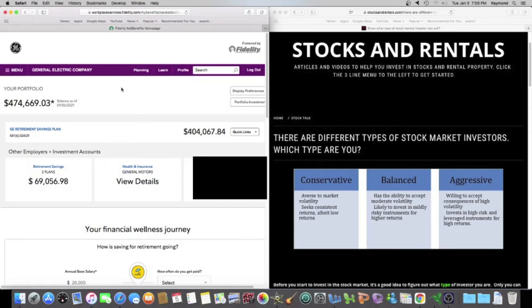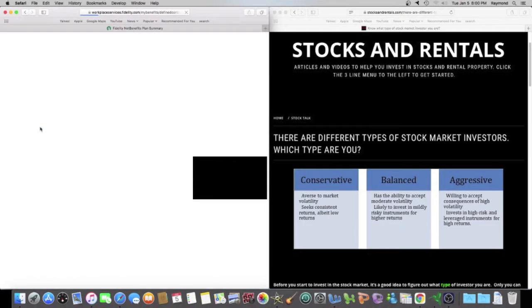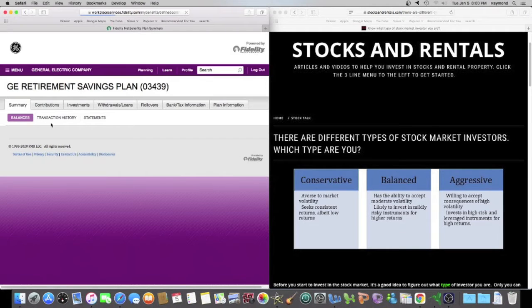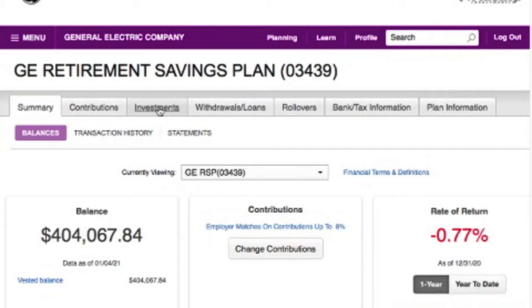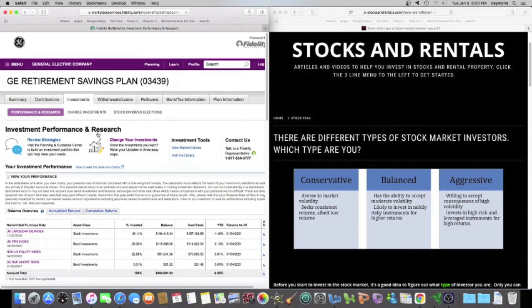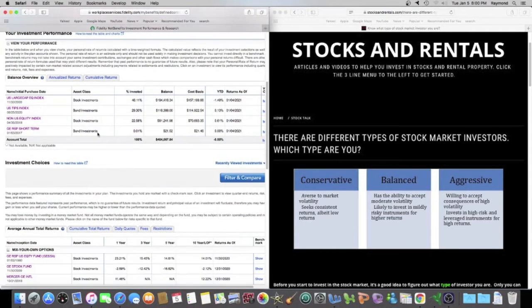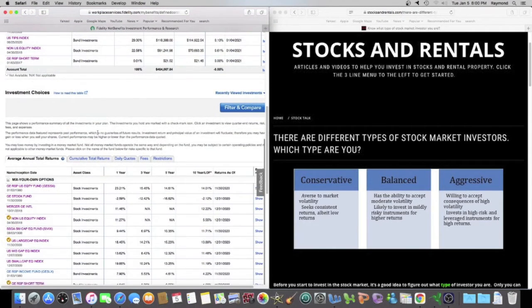If you have a 401k and it's not with Fidelity, of course you can't follow me when I start navigating from page to page, but everything that I say will still apply to wherever your 401k is. So we're going to log into this GE 401k. And we want to click on investments. And the GE 401k has 23 investments.